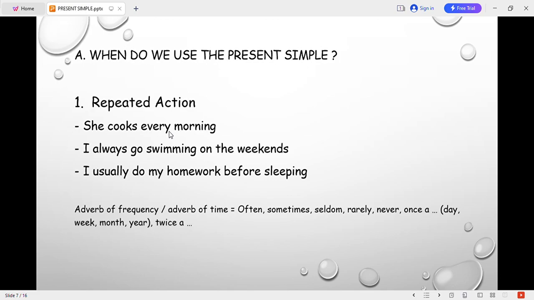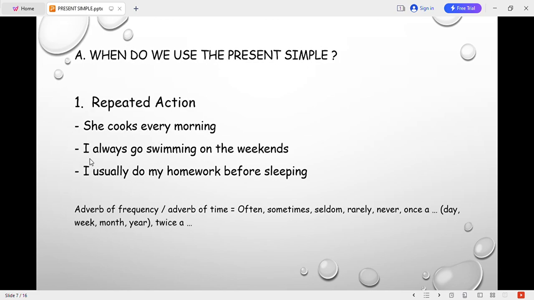Here, she cooks every morning. In this sentence, we can see the word every, and this is a keyword that shows us the sentence is present simple, because every is a kind of adverb of frequency or adverb of time. And the activity of cooking that is done by the subject she every morning always has repetition. So the sentence refers to the present simple.